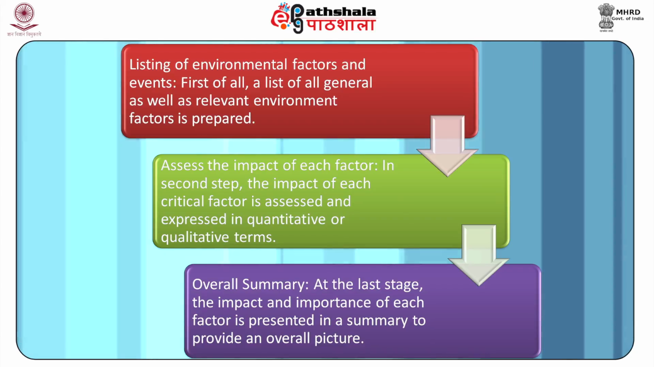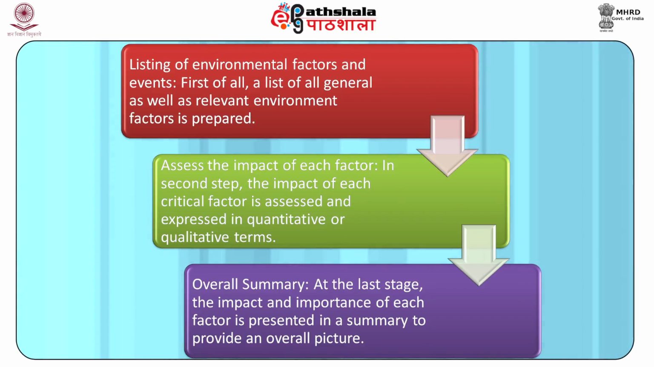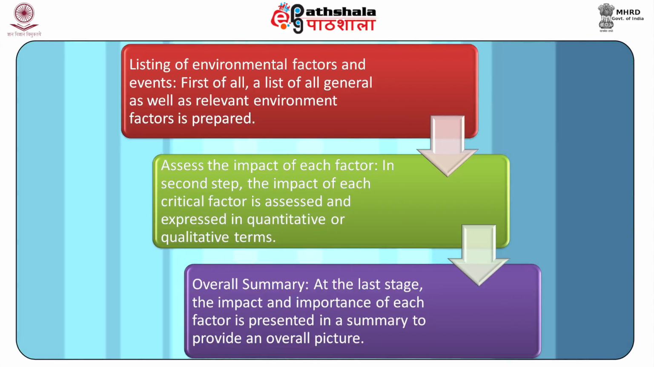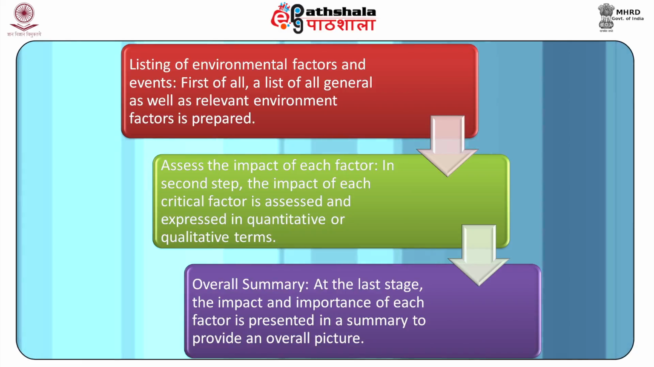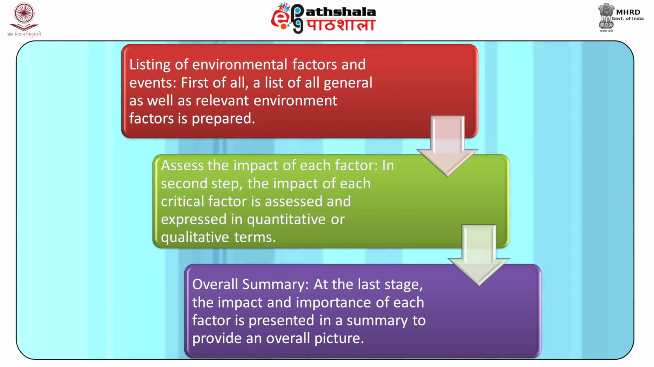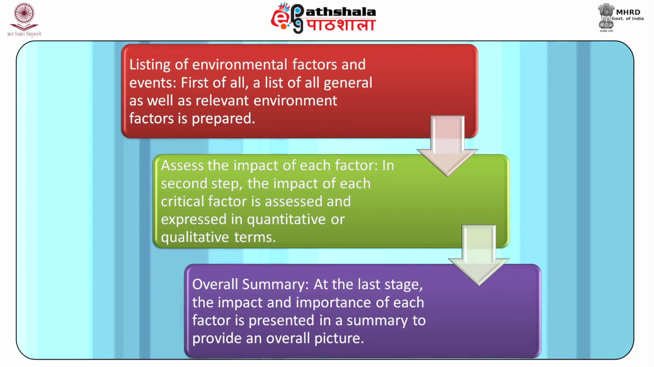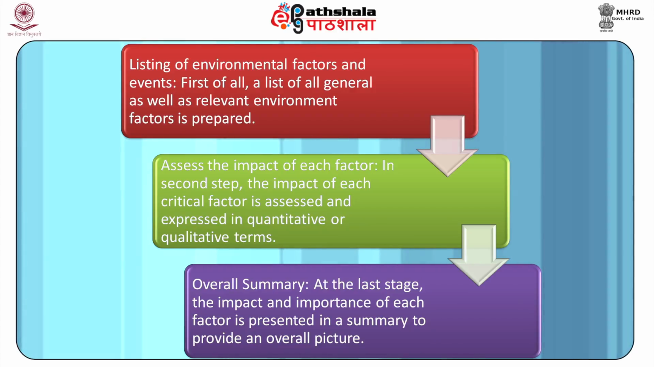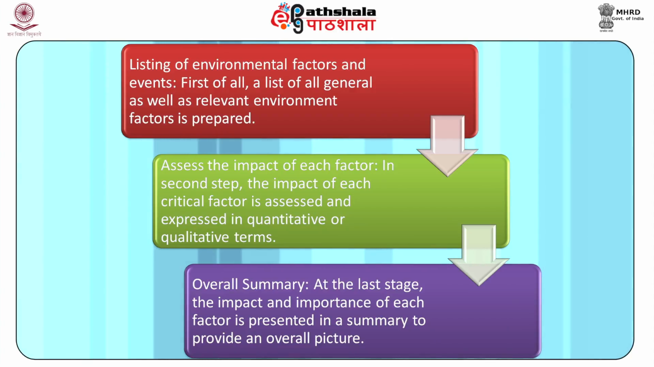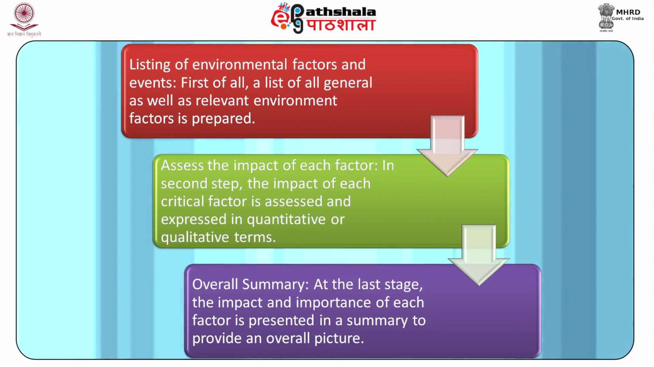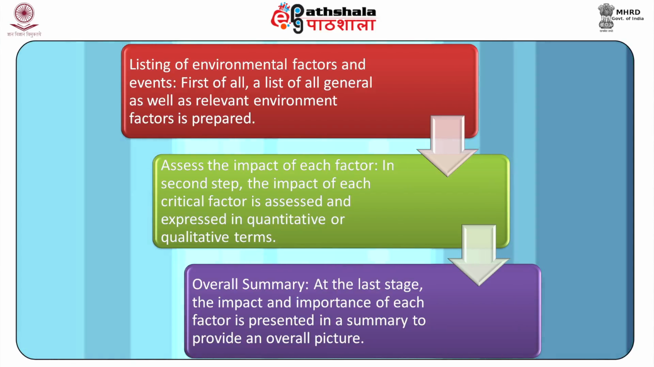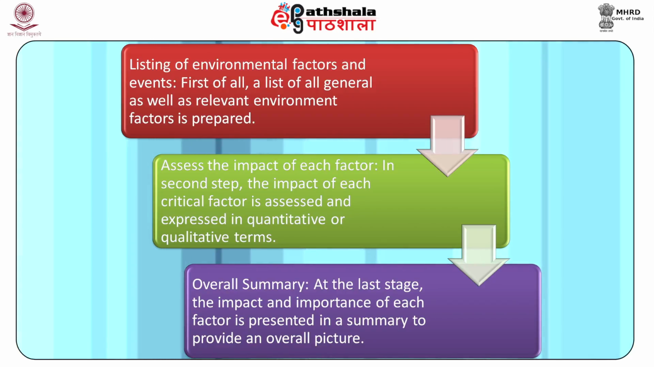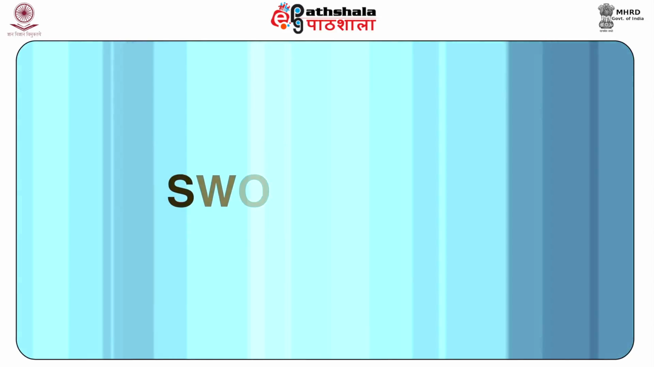1. Listing of environmental factors and events. First of all, a list of all general as well as relevant environmental factors is prepared. Then, assess the impact of each factor. In second step, the impact of each critical factor is assessed and expressed in quantitative or qualitative terms. Next, overall summary. At the last stage, the impact and importance of each factor is presented in a summary to provide an overall picture.